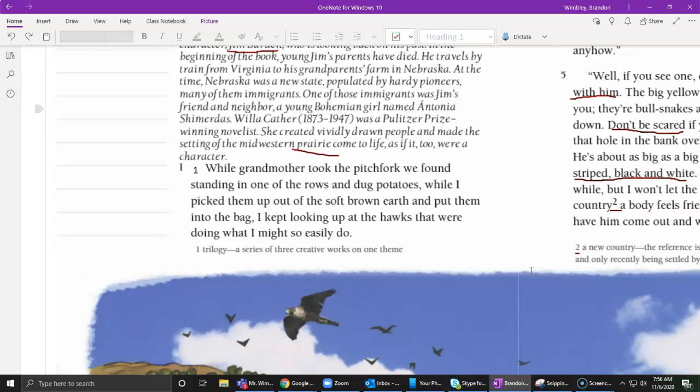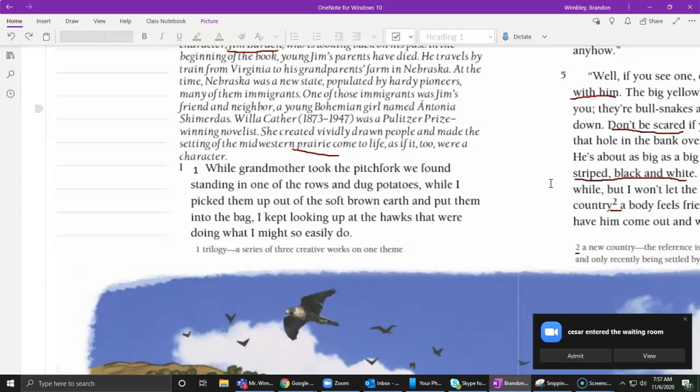I'm going to read it several times, and each time I'm going to get a better idea of what the author is trying to convey. I'm going to use text clues to find the right expression as I read aloud for the second time. Here, for example, I see there's a comma in the second line. That usually means the reader should pause briefly. So I'm going to read the sentence again. Well, grandmother took the pitchfork we found standing in one of the rows and dug potatoes. Well, I dug them out of the soft brown earth and put them into the bag. I kept looking up at the hawks that were doing what I might so easily do.